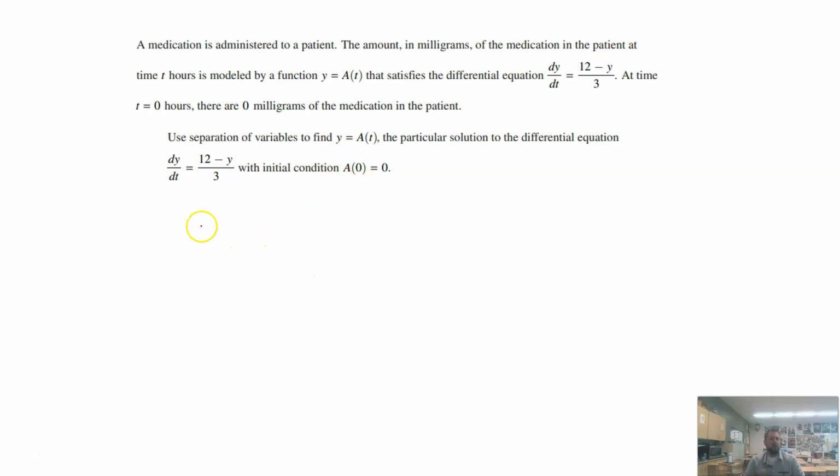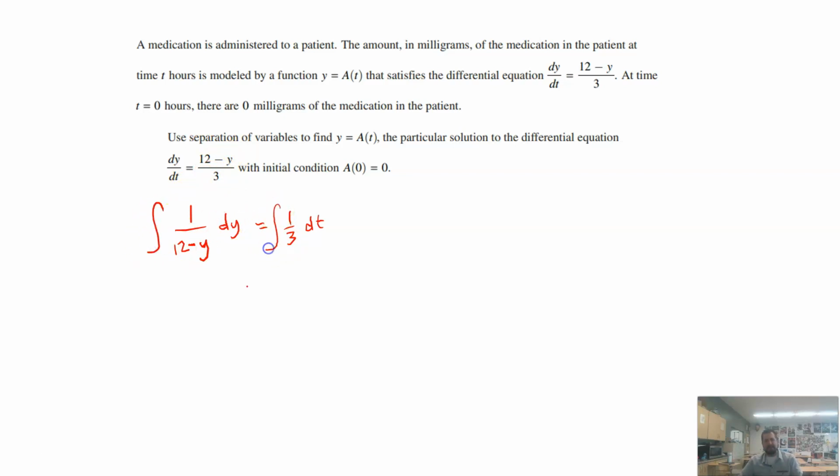Letter C says, use separation of variables to find the original function. Now remember, the y's always have to go to one side, and the x's always have to go to the other, and we don't really have a say in which side they're going to. The y's always go to the left-hand side, the x's always go to the right. In this case, they're t's, and there are none in our problem, which makes it a little bit more difficult until we realize I just moved this 12 minus y over to the other side. That leaves a 3 on the bottom, and I can take care of it like that.